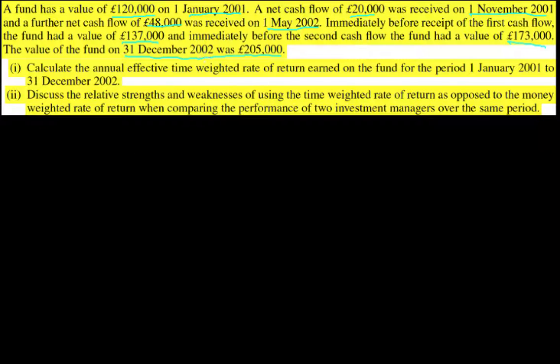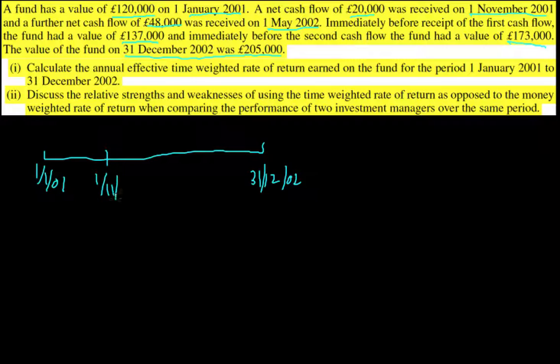On the 31st of December 2002, we got 205. So let's actually just draw this. We've got the 1st of Jan 01, and we're going to be ending with the 31st of December 02, and then we've got the 1st of November 01. So we can put that around here. 1st of November 01, and then 1st of May 02, somewhere about there. This isn't to scale.